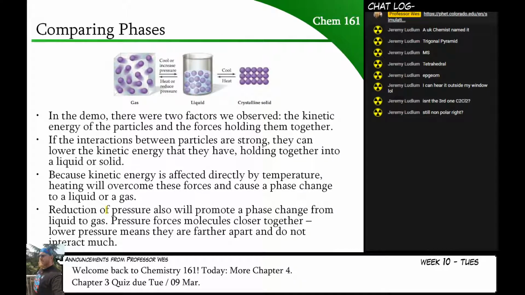So how do we move between phases? This is the common one that we look at, heat or cool. When you heat molecules, they move around more quickly. So if my molecule is moving around slowly at a given temperature, if I heat it up, it will then move much more quickly.